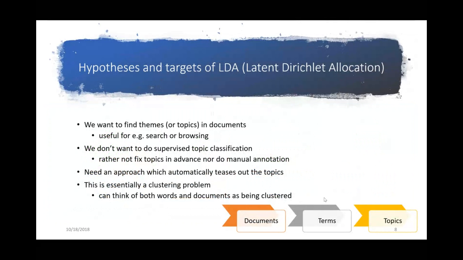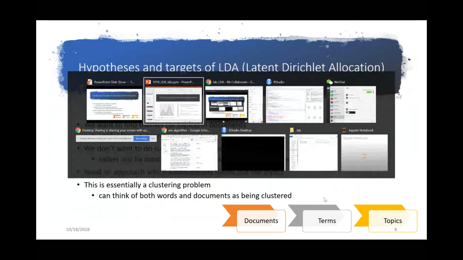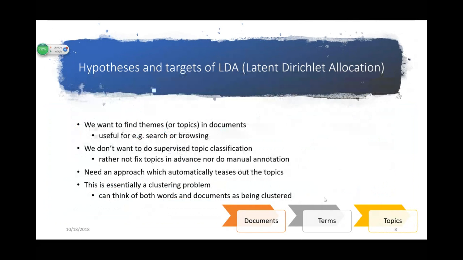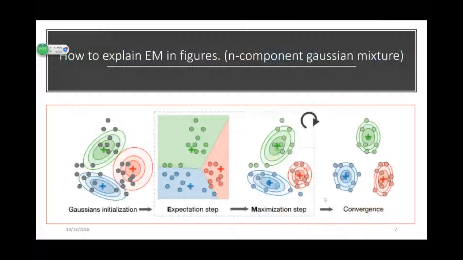Before going to the LDA, any questions? At the phase of convergence, I saw in the figure that some dots may be removed. Does that mean when we calculate, we remove some outliers?